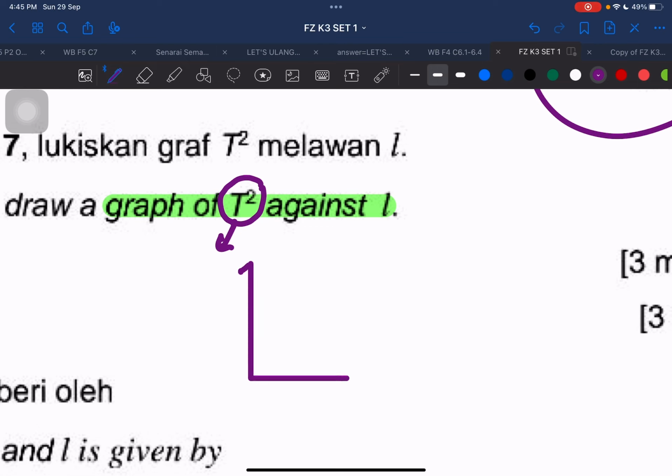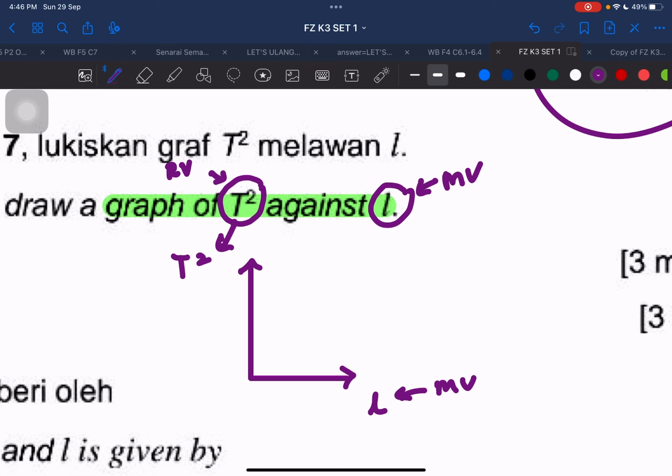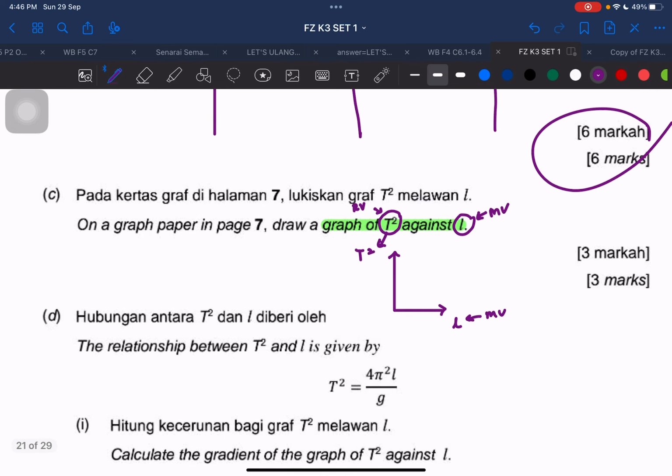Vertical axis means that T square should be like that. And then the second variable mentioned should be on the horizontal axis, L. So from here, we also know that this is your MV. The second one here is the manipulated variable. The first mentioned is actually the responding variable. Alright?